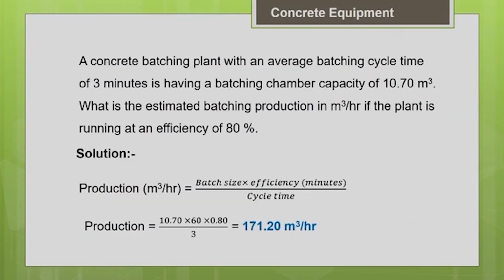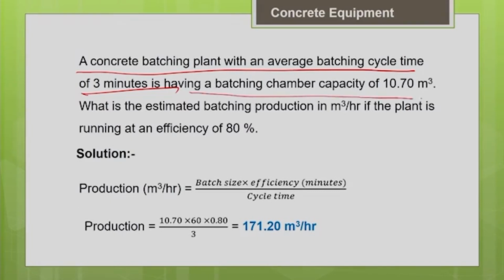So, let us work out a simple example on estimation of the productivity of the concrete batching plant. A concrete batching plant with an average batching cycle time of 3 minutes. So, the cycle time is given to you directly, 3 minutes. It includes the loading time, mixing time as well as the discharging time. It is having a batching chamber capacity of 10.7 meter cube. So, the capacity is given, the batch size is given. We normally refer to nominal capacity or the batch size only.